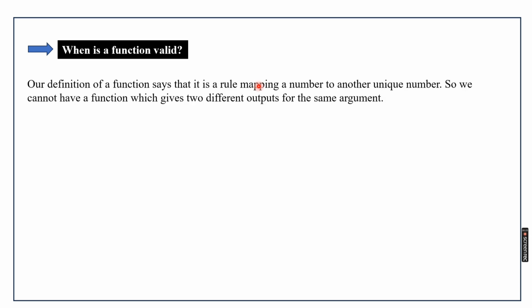Our definition of a function says that it is a rule mapping a number to another unique number. So every member of the set X has to map to only a unique number in the set Y. This is our definition of a function. So we cannot have a function which gives two different outputs for the same argument.